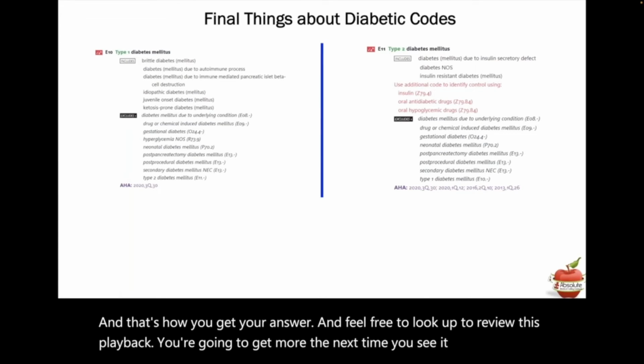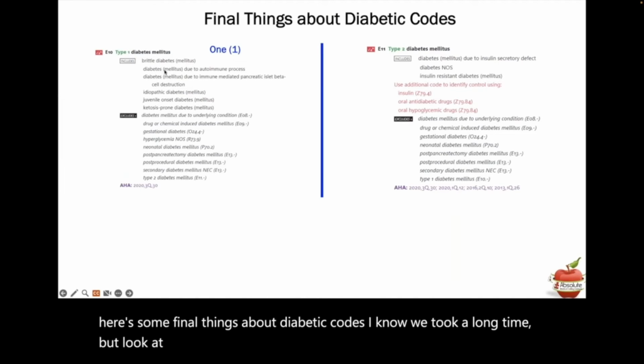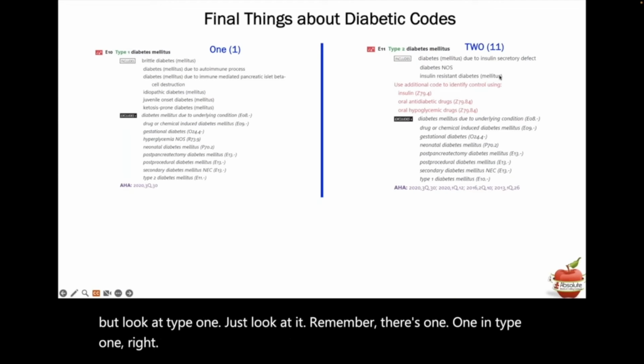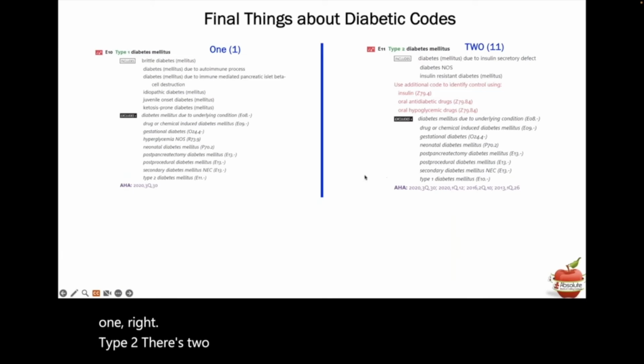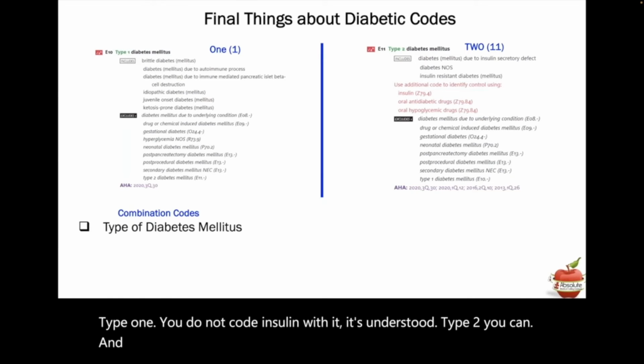All right, so here's some final things about diabetic codes. I know we took a long time, but look at type 1. Remember, there's 1 in type 1, right? Type 2, there's 2 1s. Type 1, you do not code insulin with it. It's understood. Type 2, you can. And all diabetic codes are combination codes.